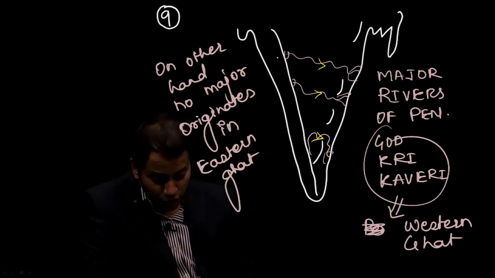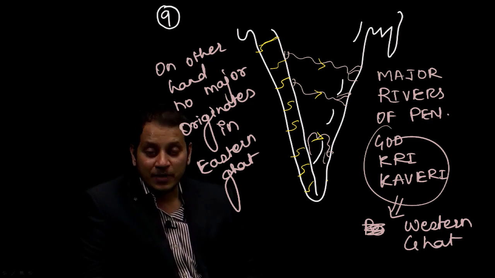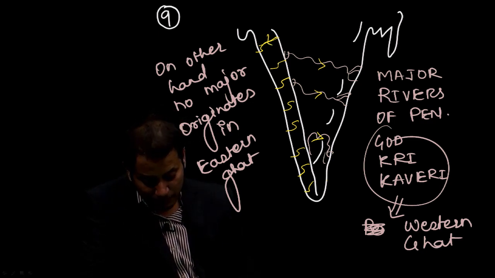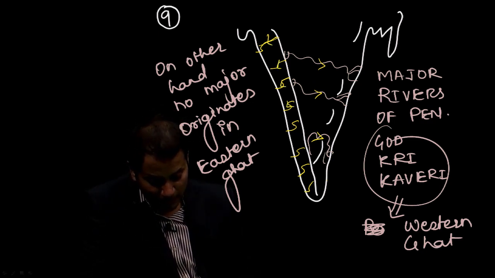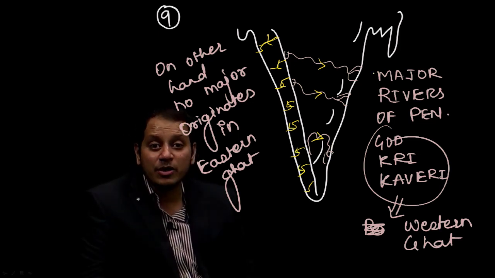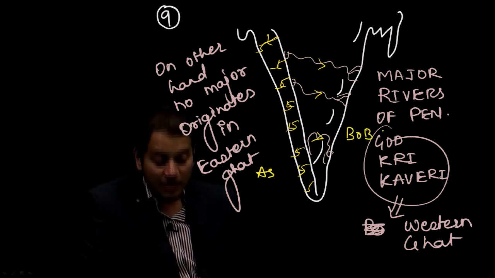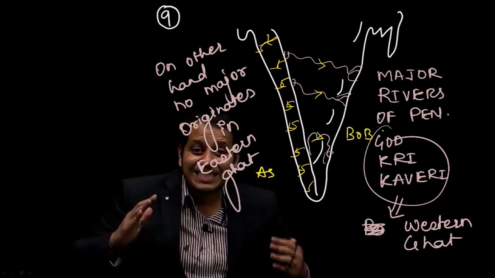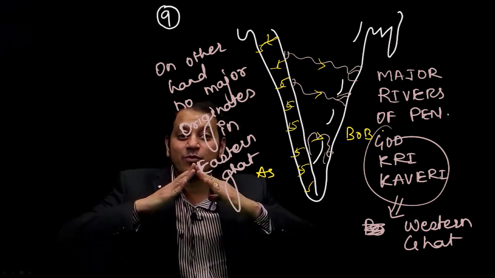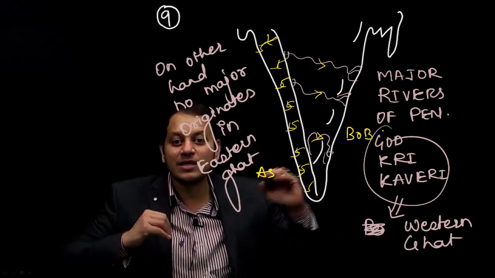But there are numerous rivers of the peninsular India which originate on the western side of the Western Ghat and flow through the west coastal plain into the Arabian Sea. That means some of the rivers of the Western Ghat flow to the Arabian Sea, while some of the rivers of the Western Ghat flow to the Bay of Bengal region. This is the Arabian Sea here, and this is the Bay of Bengal region. This means the Western Ghat acts as a perfect water divide. Some rivers flow on the western side, some rivers are flowing on the eastern side.